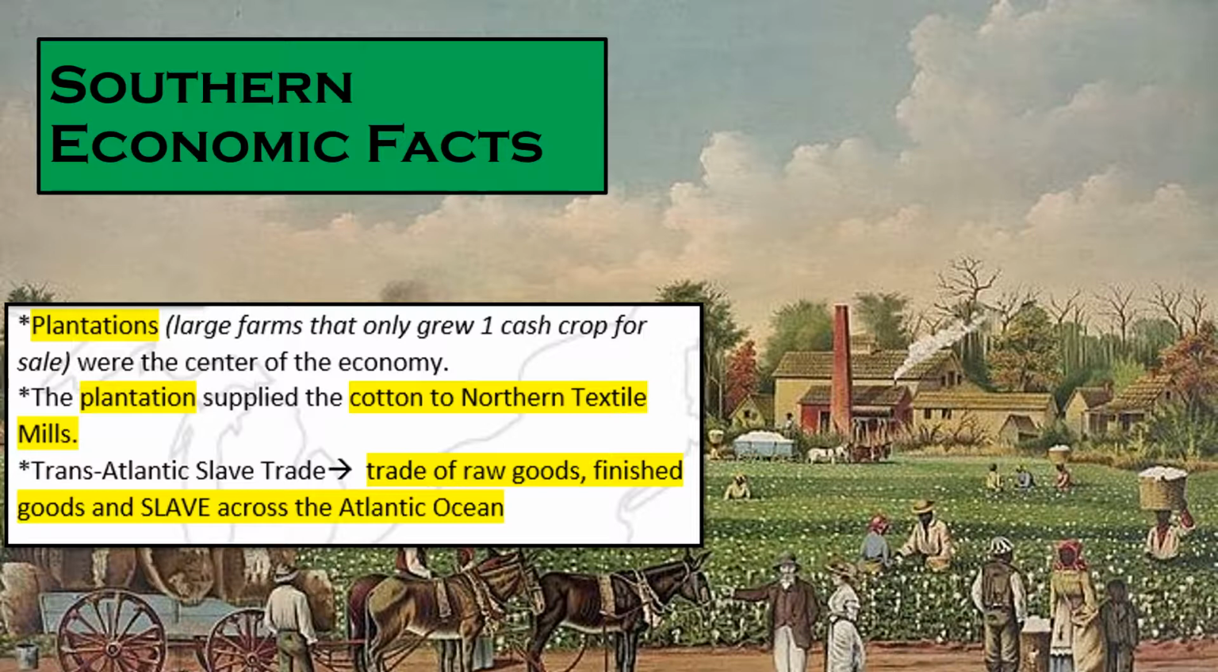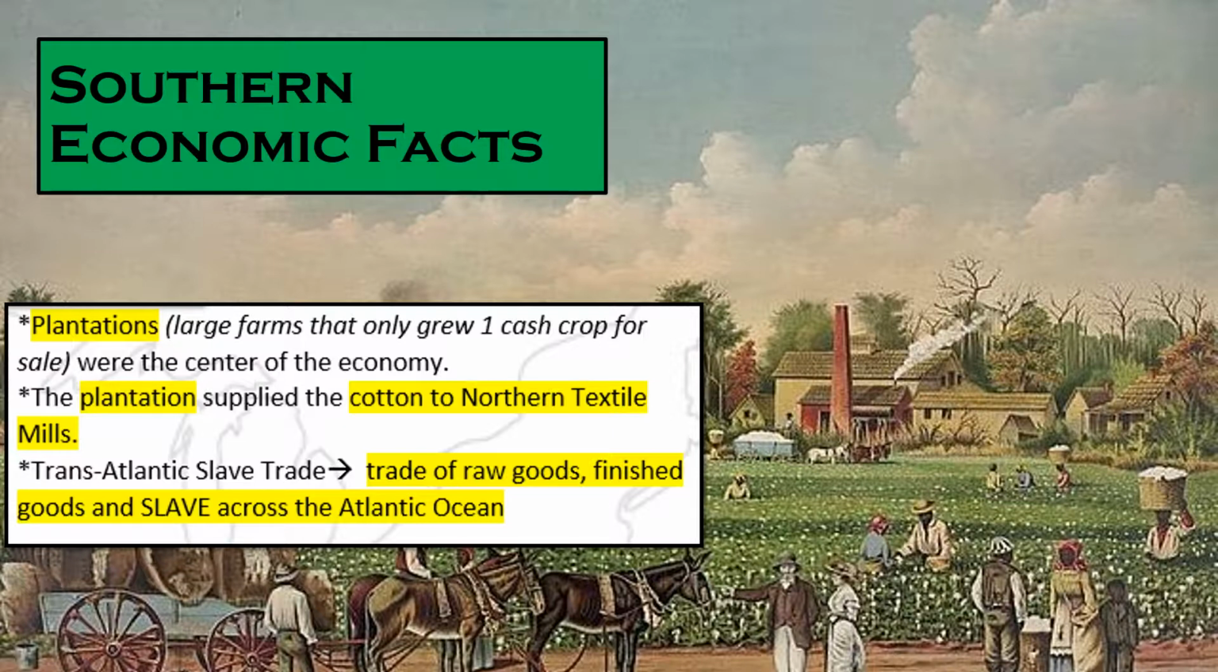All right, so let's take a look at the southern portion of the United States during this time period. If you will flip your paper over, should be on the right-hand side. Okay, so let's talk about what it is that they do to make money. That's your economic facts. What are they doing to make money? So in the South, you have plantations. These are large farms that typically would only grow one cash crop for the purpose of selling. And this is at the center of the economy.